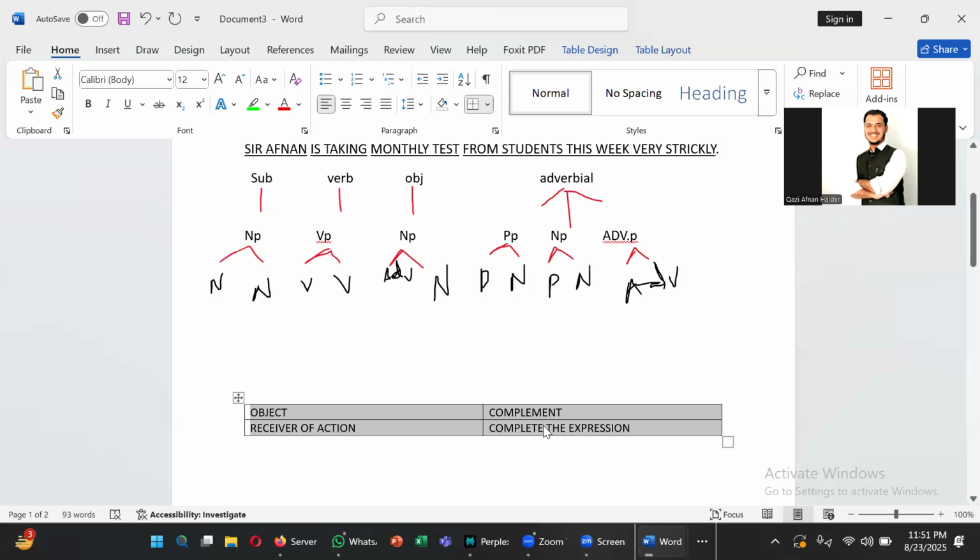But complement is something that gives us information about the given expression. For example, if I say I am, teacher; you are, student; she is famous; they are students; they are doctors; I am busy. So here busy, doctors, students, these are called complement because it completes the meaning of a given expression.